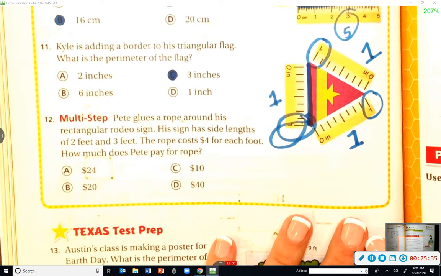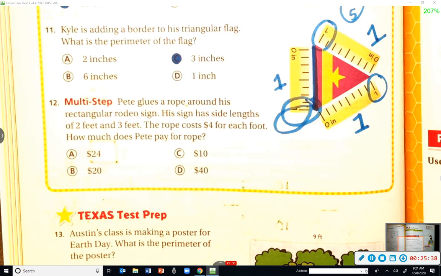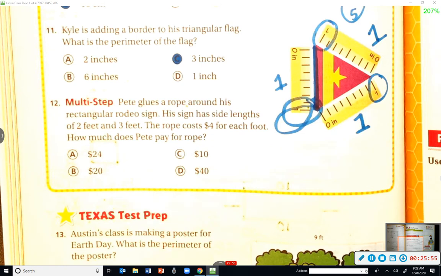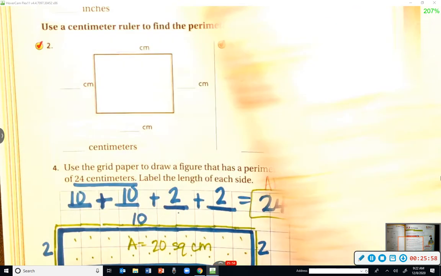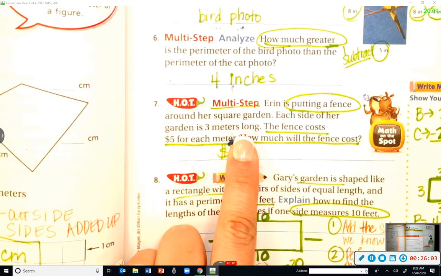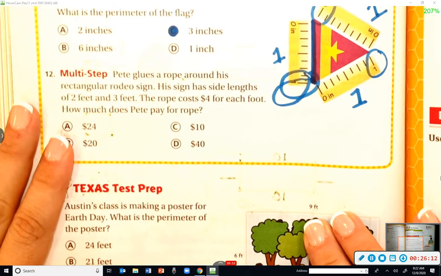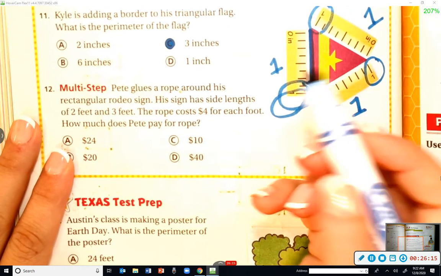Number 12, multi-step. Pete glues a rope around his rectangular rodeo sign. His sign has side lengths of 2 feet and 3 feet. The rope costs $4 for each foot. How much does Pete pay for rope? Okay, does that sound like this problem we did together where we had to find the cost of the fence? Number 7. Yeah, that's the same thing. They had to find how much and then how much it cost. We need to find how much rope and then how much the rope cost.